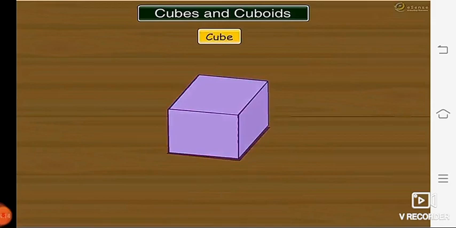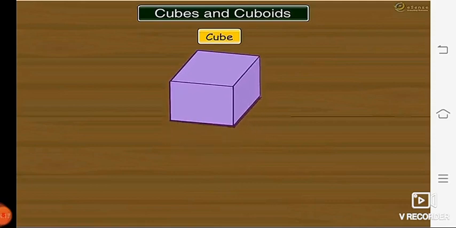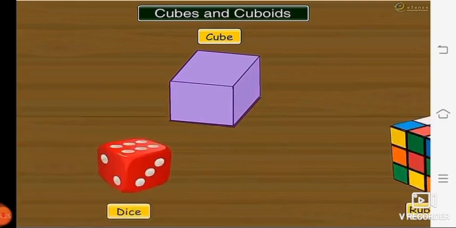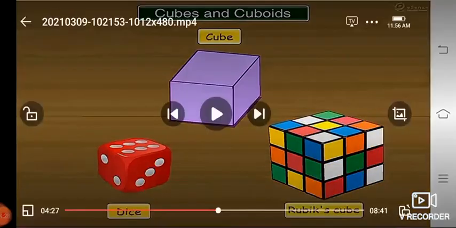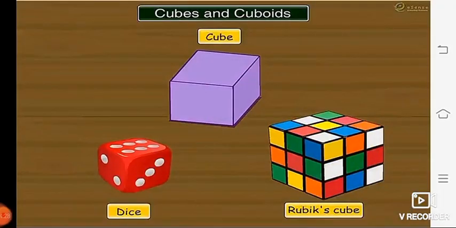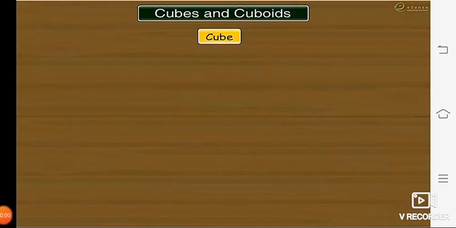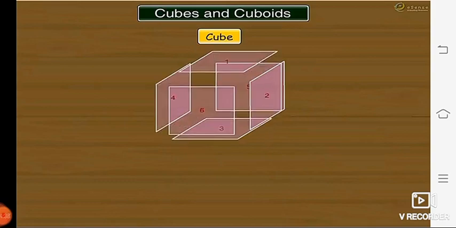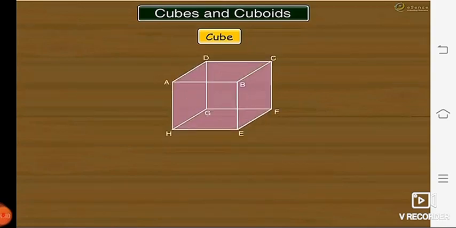So can you give me some examples of objects having cube shape? I will give you the examples like the dice or Rubik's cube. These are the objects which have cube shape. Now let us learn about cubes in detail. Here you are able to see a cube on the screen. How many faces does a cube have? Yes, a cube has 6 faces. They all are square in shape and thus they have the same area.